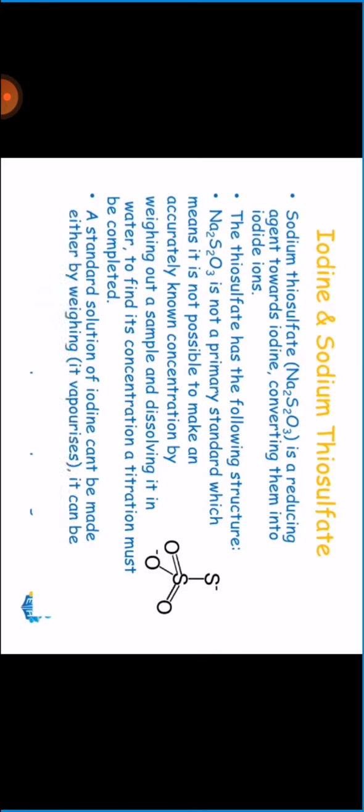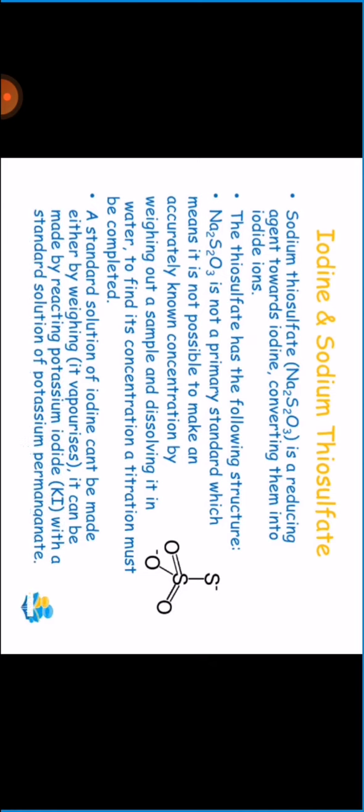Similarly for iodine, a standard solution of iodine can't be made by weighing either because it vaporizes. But what we can do is make a standard solution of iodine by reacting a standard solution of potassium permanganate with excess potassium iodide ions. Now, there are 2 good reasons why we would use excess potassium iodide. Firstly, by having the iodide ions in excess, it means that all of the potassium permanganate solution will react completely to produce our iodine. And secondly, the presence of the iodide ions helps to keep the iodine molecules that have been produced in solution.